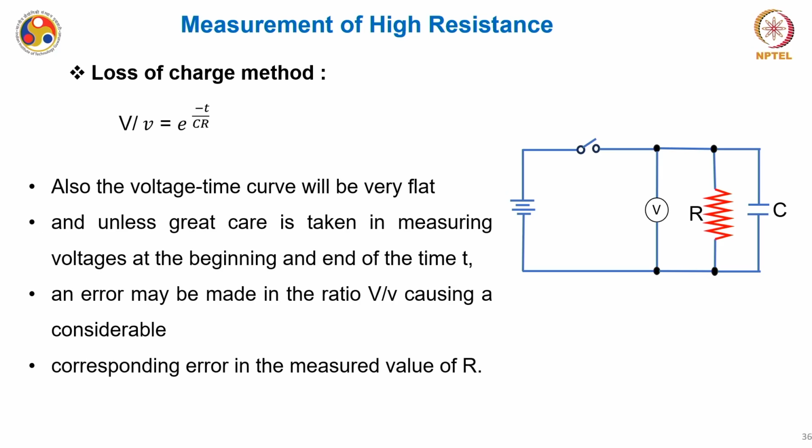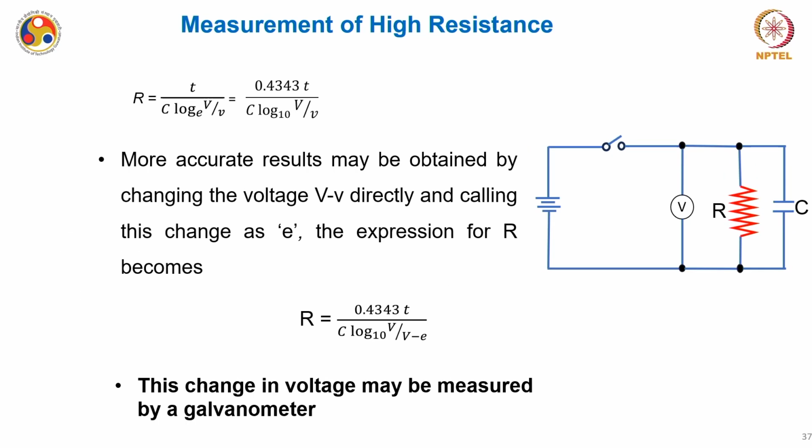This process will be time consuming, so it will take a considerable amount of time for this discharge. Also, the voltage time curve will be very flat, and unless great care is taken in measurement of the voltage at the beginning and end of the time t, error may be made in the ratio of V by v, causing a considerable corresponding error in the measured value of the resistance. So what can we do to take care of that?